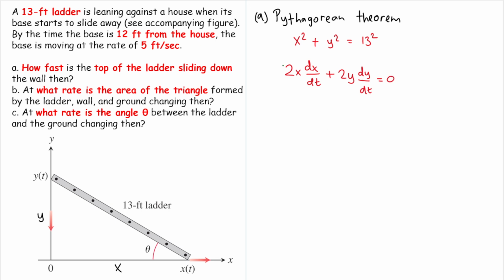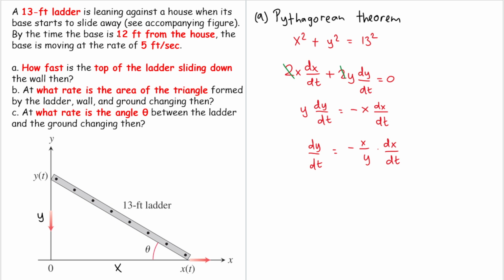We can divide both sides by 2, so these 2 will cancel out. Okay, and we need to find dy/dt, so let's isolate that. We will have y dy/dt is equal to minus x dx/dt. And isolating that, dy/dt is equal to minus x divided by y, multiplied by dx/dt. Now what we need to do is plug in the numerical values.